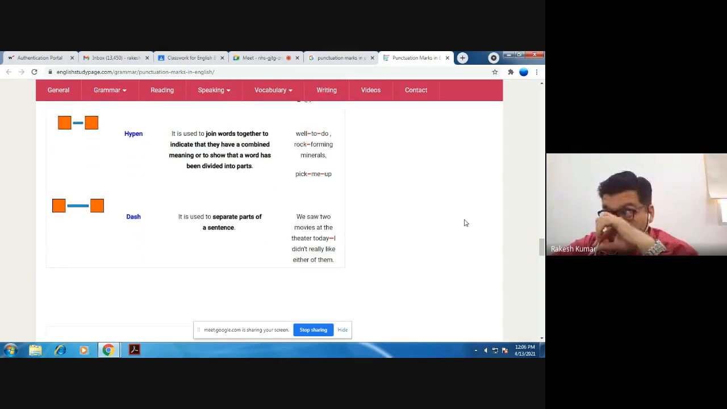Then we have a hyphen. This is for joining. As I told you, underscore is to differentiate, while hyphen is to put things together or indicate that they have a combined meaning. Well-to-do, rock-forming, pick-me-up.